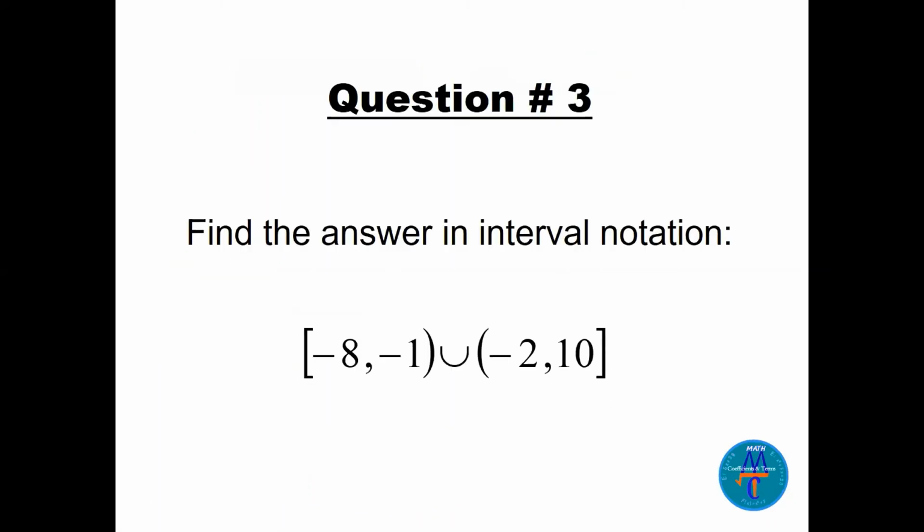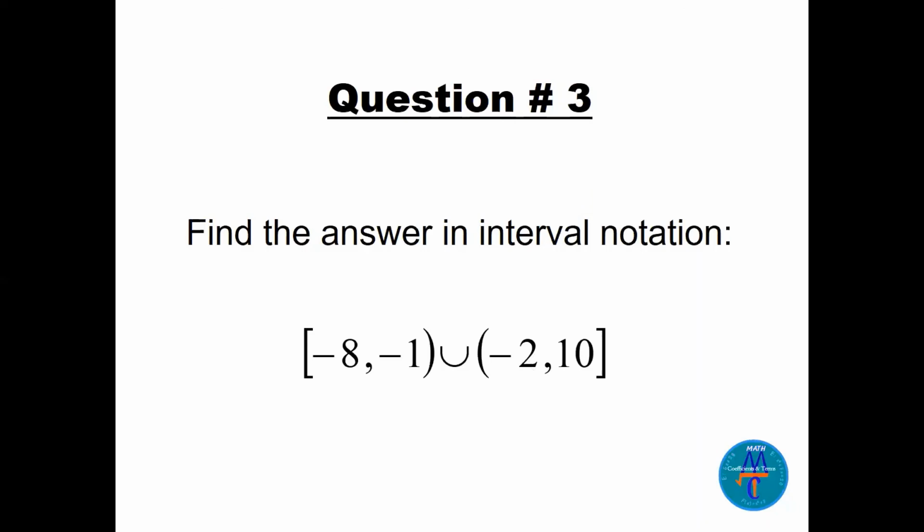Let's see question number 3. Find the answer in interval notation. This is also a nice question to try. I give you the interval -8 to -1. This is closed, this is open. So try to know here, closed and open. Also, we need to find the union on the graph. Open -2, closed 10. Can you do it, please? This is the last question before you see the practice. Try to draw it on the number line. Draw this one, please, and draw this one, and find the union in the answer. Write the answer in interval notation also.